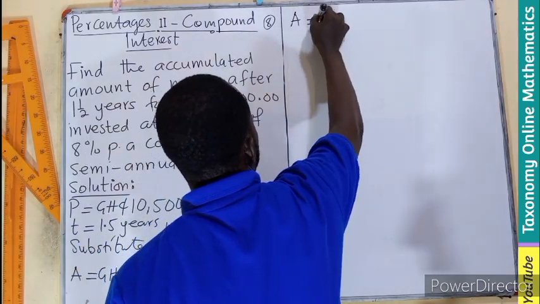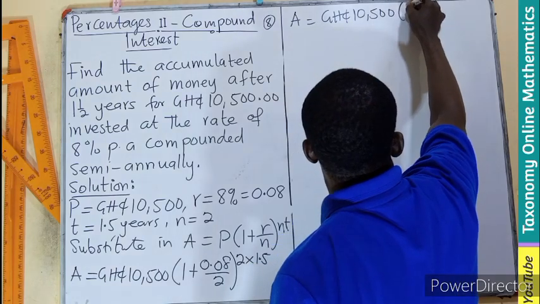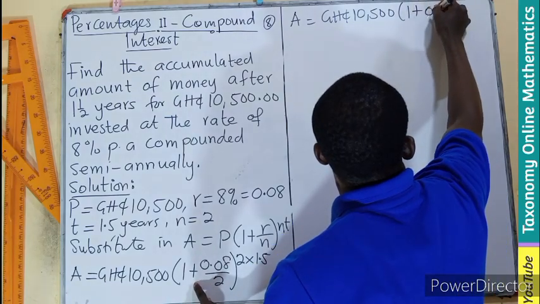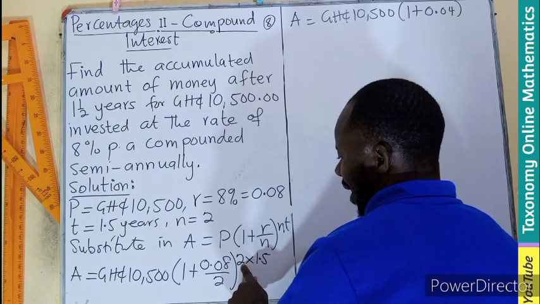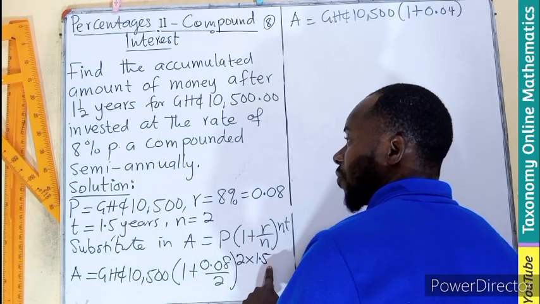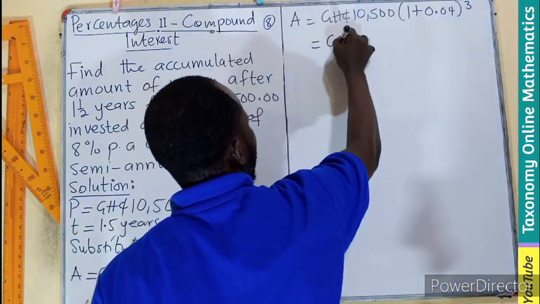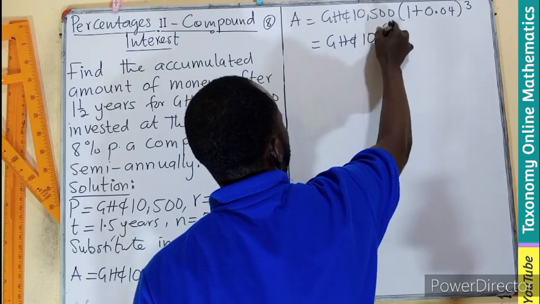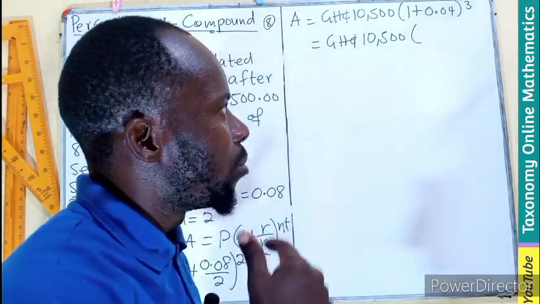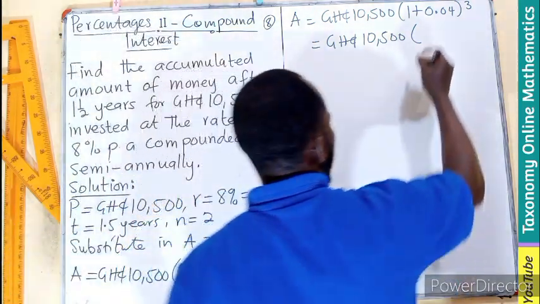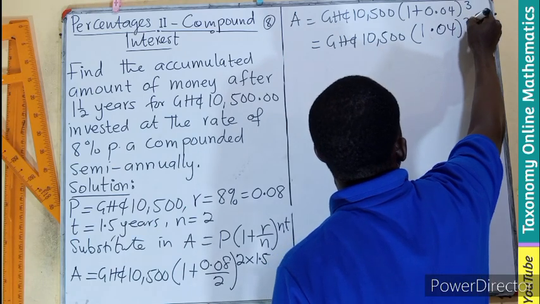Maintaining amount equals to 10,500 1 plus 0.04, I guess, if you divide this by 2, 2 times 1.5. 1.5 plus 1.5, that will end up giving us 3. So let's simplify further. 10,500. In the bracket, we can see 1 plus 0.04 will become 1.04 raised to the power 3.